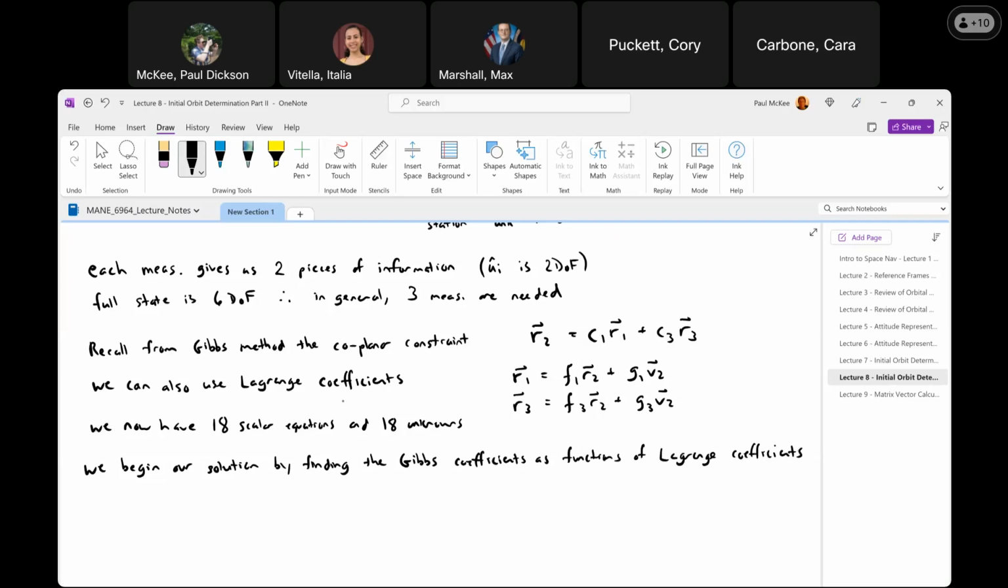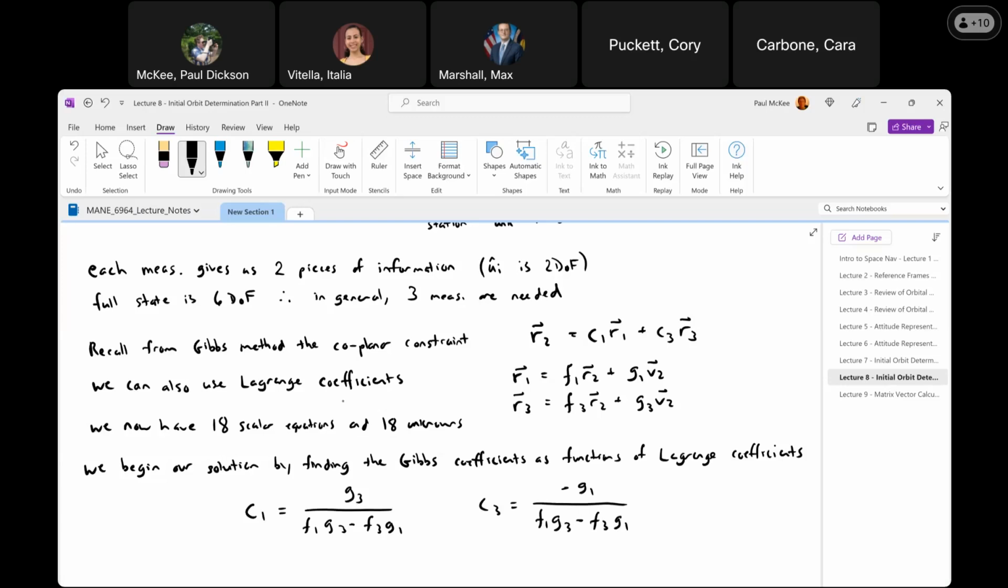Essentially combining these equations here. R2 is some function of R1 and R3, but we also know that R1 is some function of R2 and V2, and R3 is some function of R2 and V2. It's kind of a mess. And I'm going to present without derivation that C1, the first Gibbs coefficient, is G3 over F1 G3 minus F3 G1. And similarly, C3 is negative G1 over that same denominator, F1 G3 minus F3 G1.